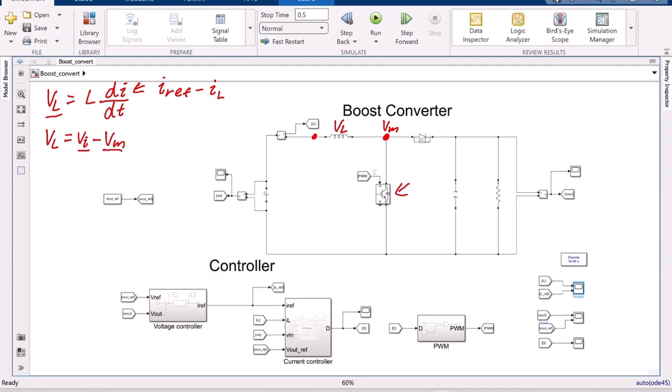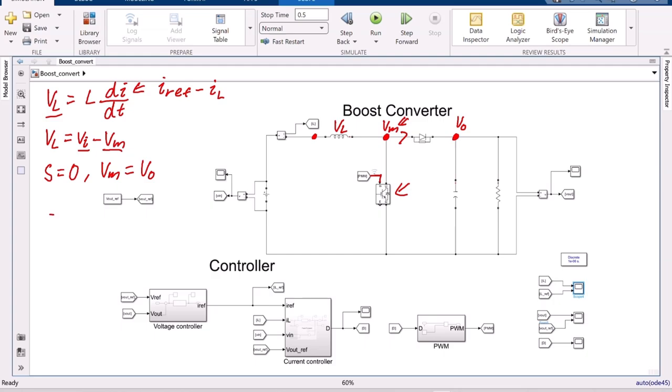Because when the gate signal of the switch, which we call S, is equal to 0, this means that no current is flowing through the switch. So all of the current has to flow through the diode instead. This means that the voltage VM must be equal to this voltage, which is equal to VO. So when the gate signal is 0, we know that VM is equal to VO.